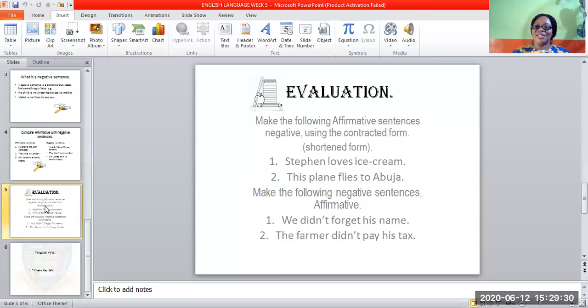Negative sentences are best written or best understood when there is NOT. NOT is a beautiful indication of a negative sentence. Don't let's forget that. NOT is a beautiful indicator of a negative sentence. Yes. Are we together?